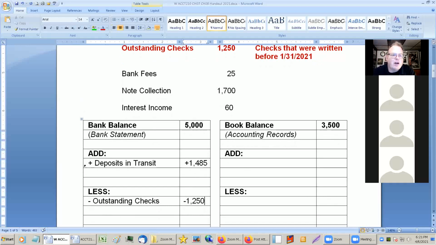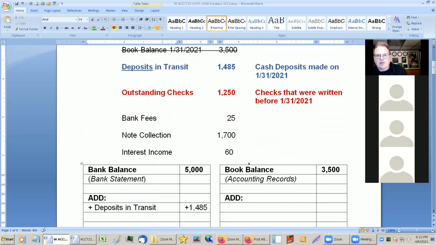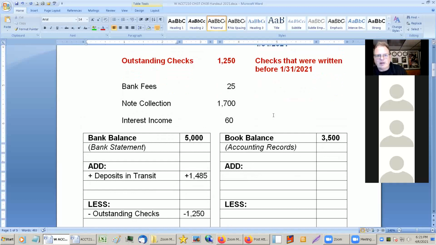And so these two are virtually every month you're going to have these: deposits in transit and outstanding checks. Most businesses will have these. You may not have deposits in transit if you make deposits once a week or something. You may not have it, but for the most part, you're going to have it, and certainly the outstanding checks you'll have, especially if you don't use electronic transfers. So those are things that the bank didn't know.